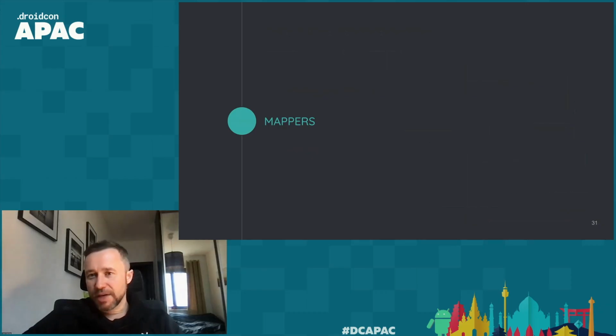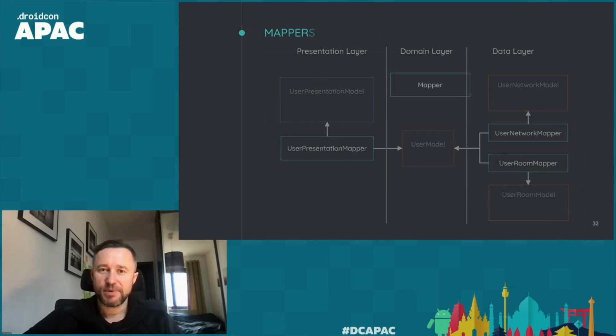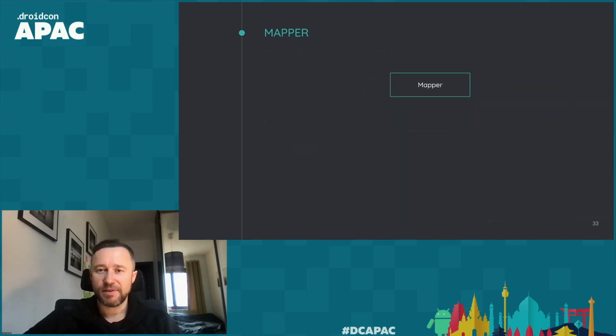So let's quickly get back to the mappers. Those are small classes that are kind of glue between different models. At a very high level, a mapper is just a class or function that takes a model of one type and returns a model of another.